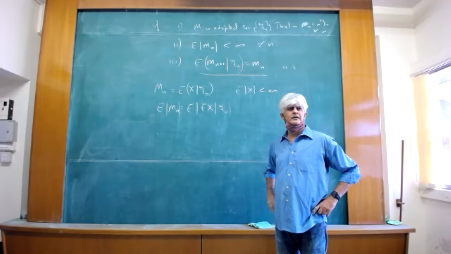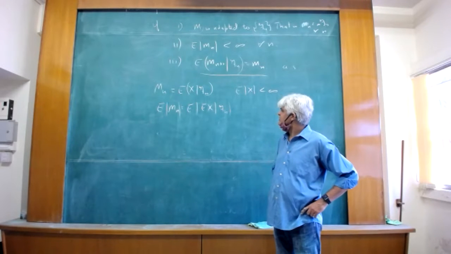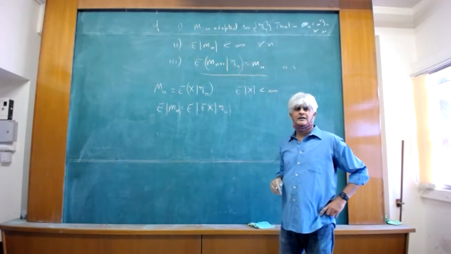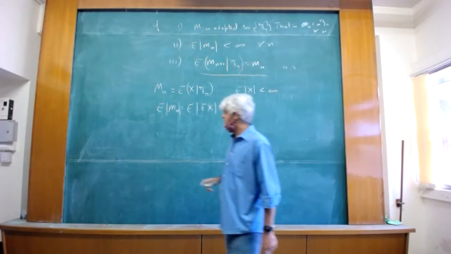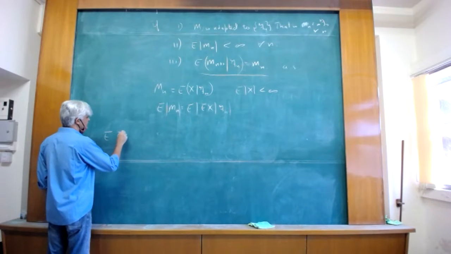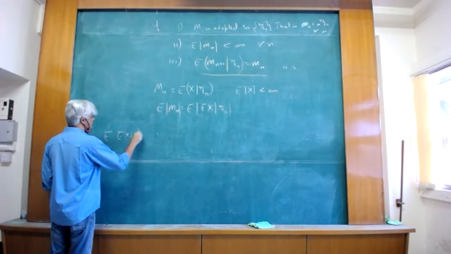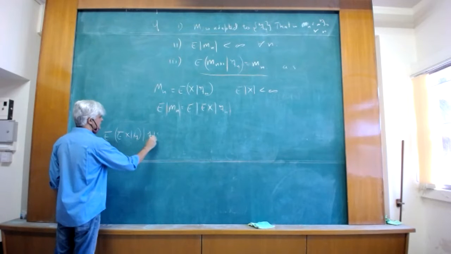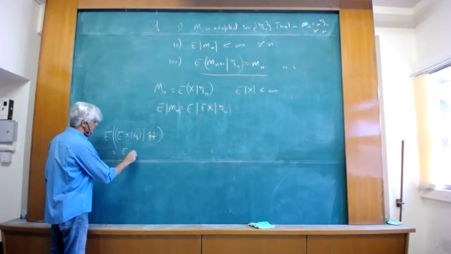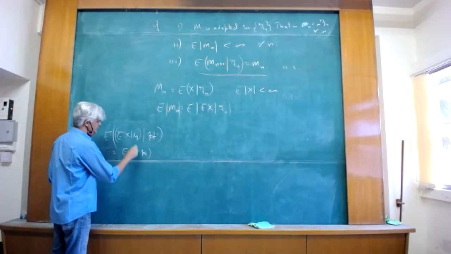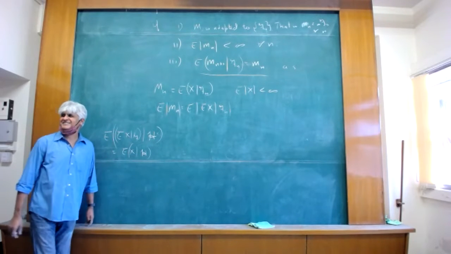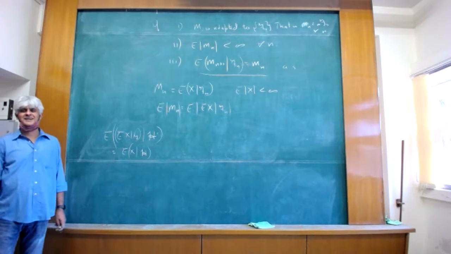We can use the tower property as well. Tower property doesn't quite work. It's the absolute value of... What is the tower property? The tower property says that the expected value of X given G, given H, when H is smaller than G, is equal to the expected value of X given H. Not very sure.